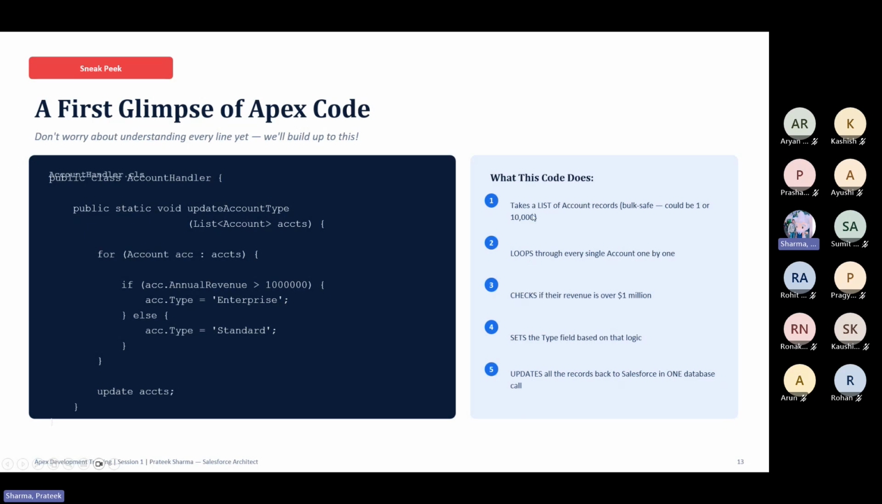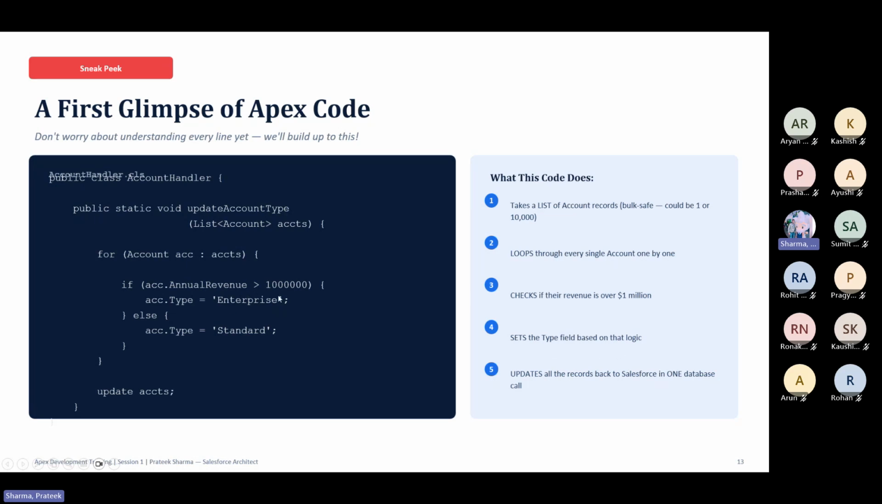So what this class is doing actually, you can see here on the right side what this code does. Takes a list of account records, bulk save. I mean, it is a bulkified code, could be 1 or 10,000. Loop through every single account one by one. We are just looping all the accounts one by one. Check if the revenue is over $1 million, and set the type field based on that logic.